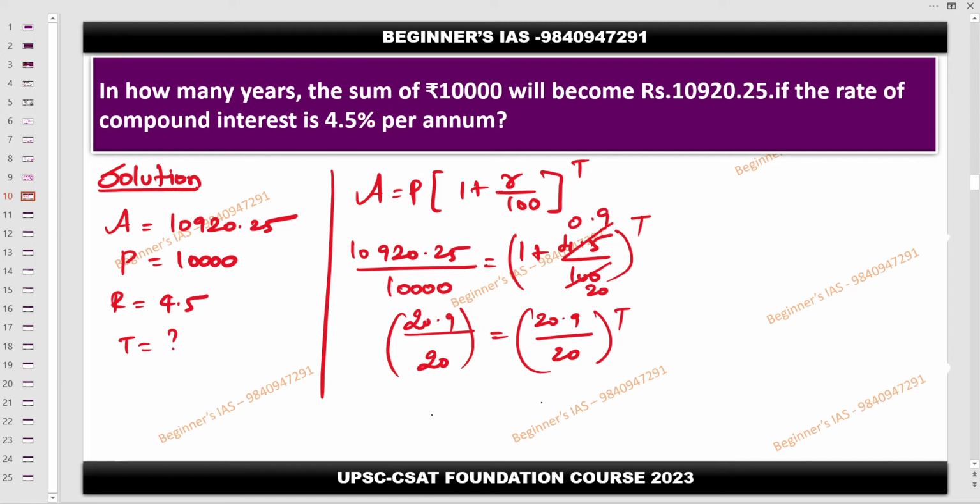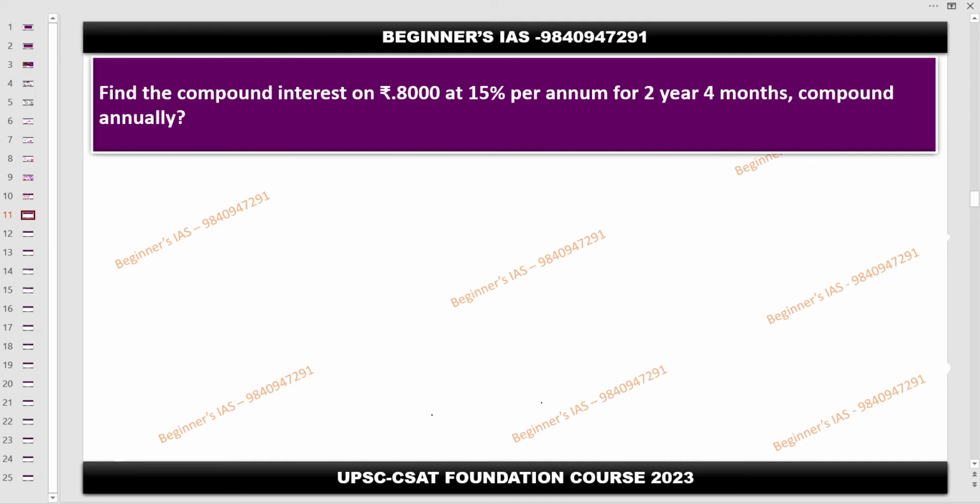So therefore T is equal to 2 years. Clear? Anybody having a doubt here? No, sir. Fine. I'm moving on with the next problem.